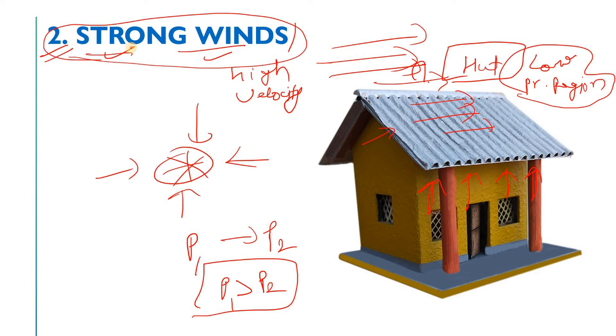Are you getting my points? What I want to say is that it is because of the lower pressure region. Why does this lower pressure region come into the picture? Because of the higher velocity or higher speed, you can say. Are you getting my points?